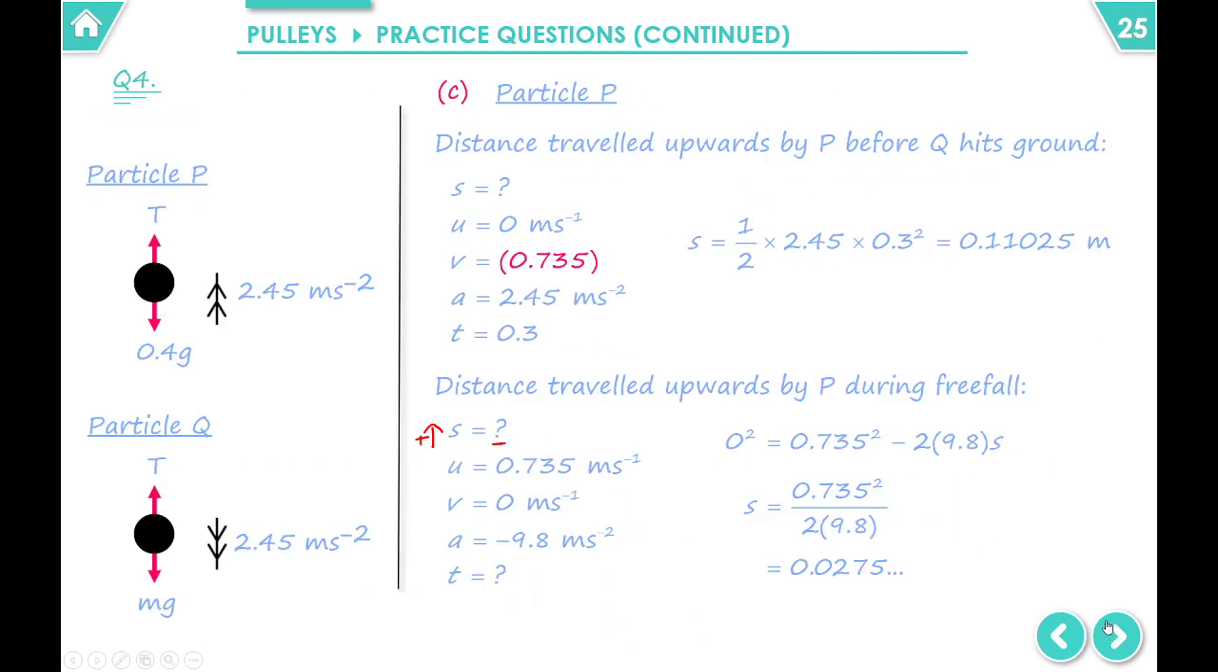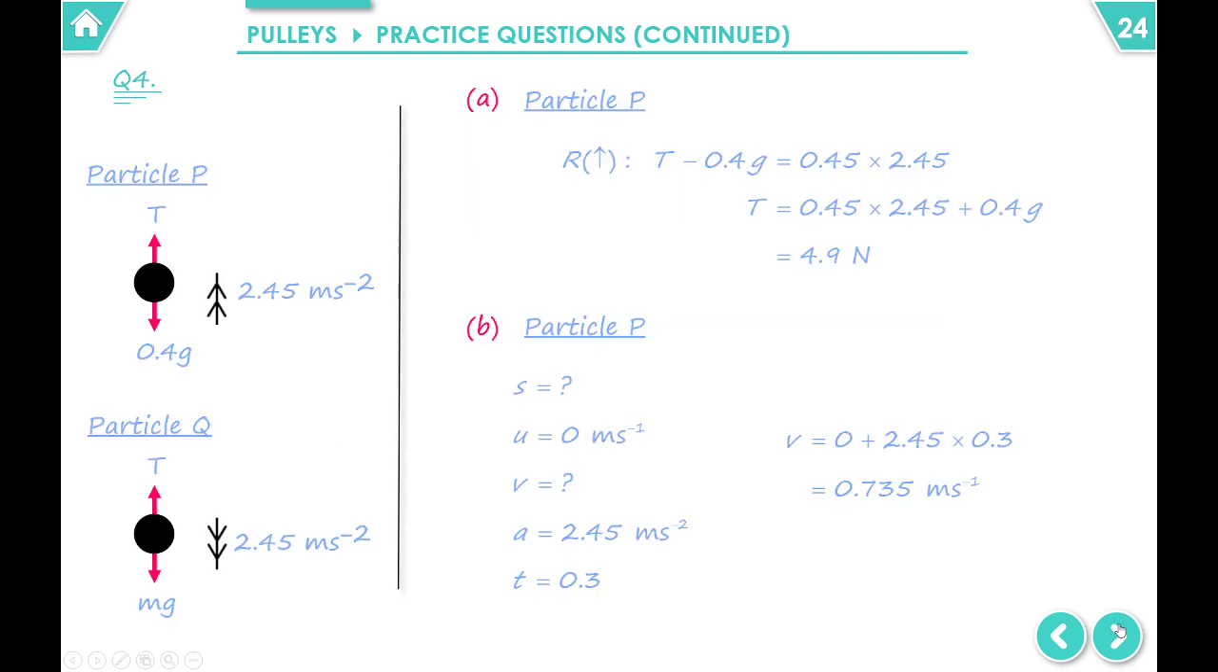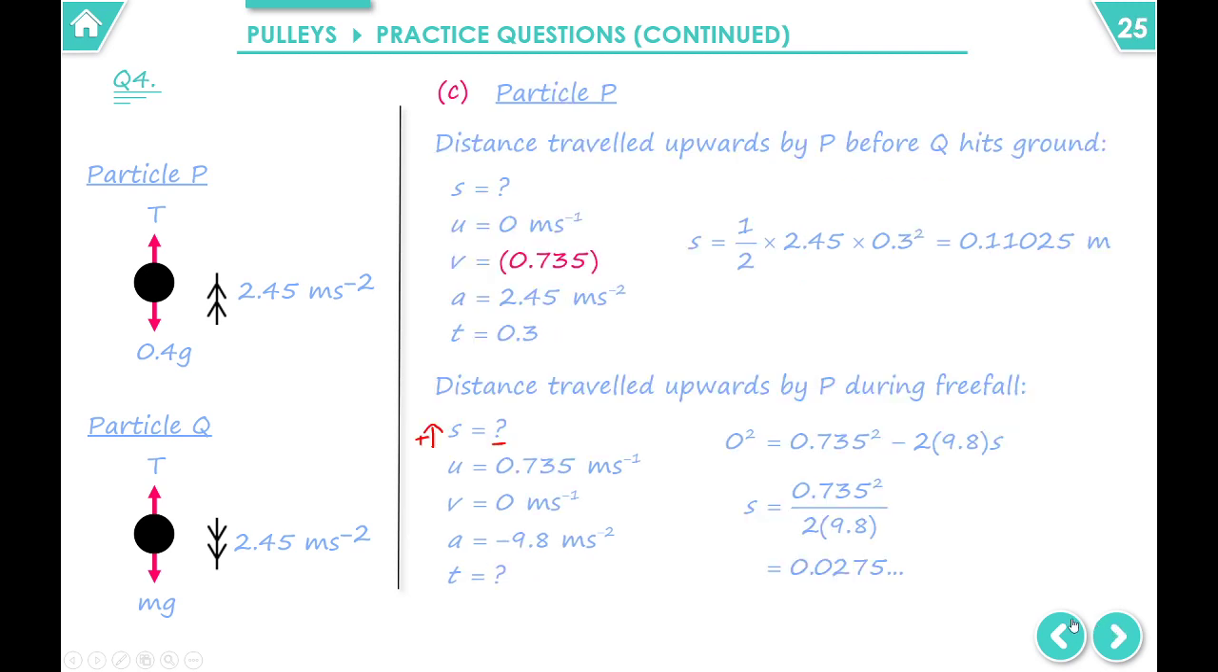So it looks actually like there might be a calculation missing here. Let me just check what we need to do. Okay, it's going to be similar to the one you did last time. This distance here, let me think for a minute. Yes, this is the distance travelled upwards by P.